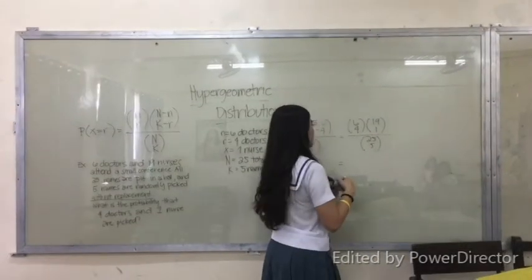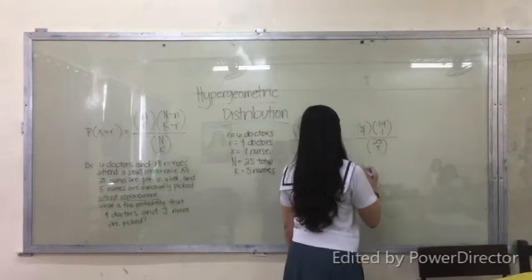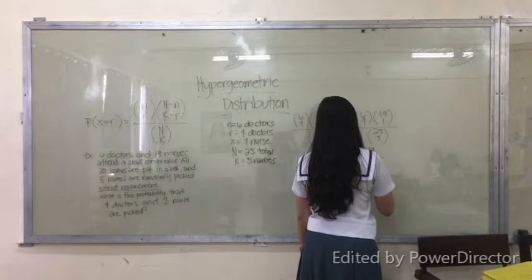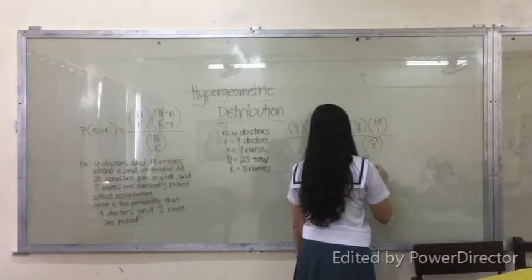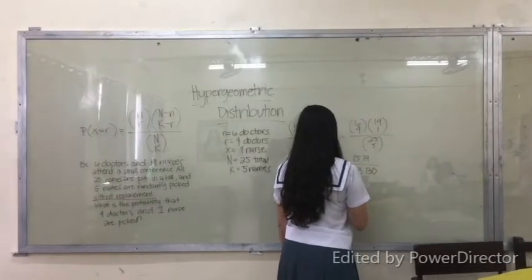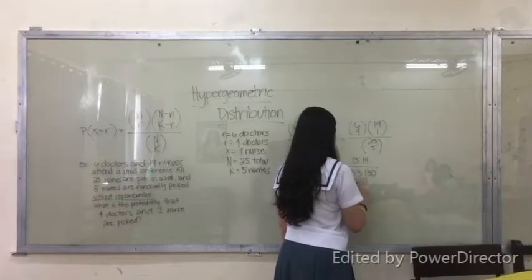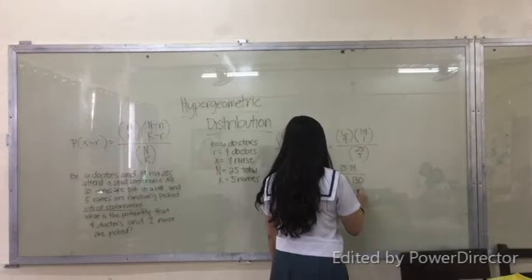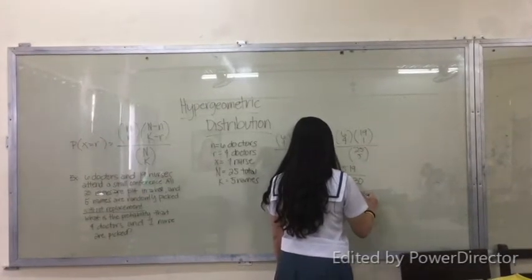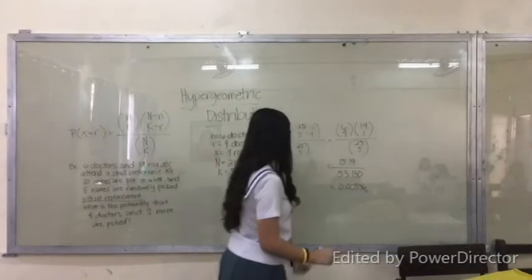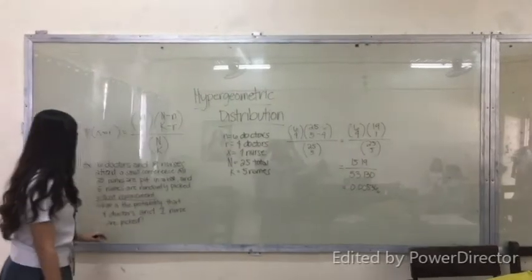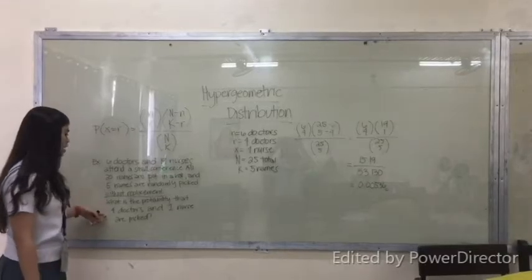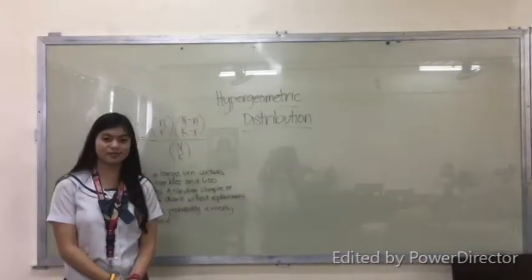If you apply the combination, the answer that you will get is 15 times 19 over 53,130, and the answer is 0.00536. So this is the answer for the question, what is the probability that 4 doctors and 1 nurse are picked?